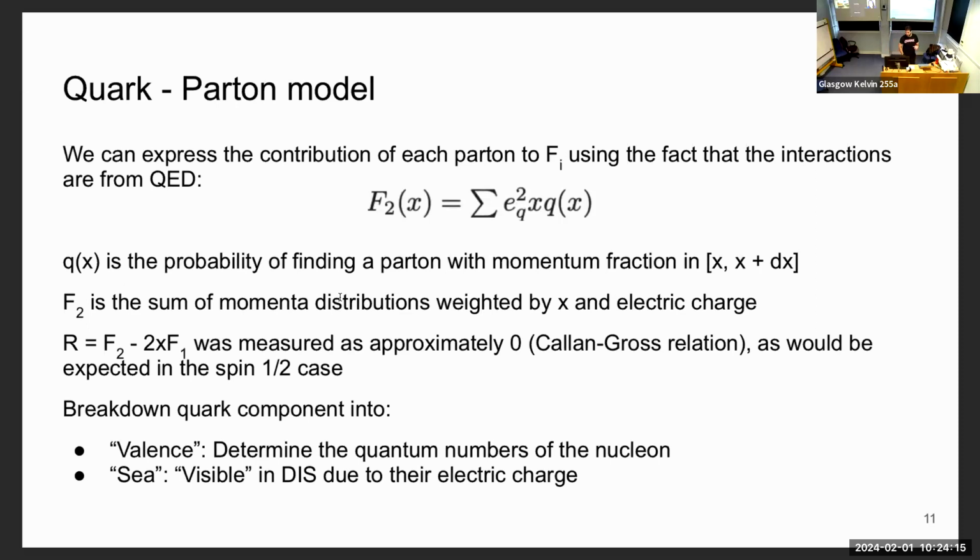And then there was also a case where people started to separate the constituents into two groups: the valence constituents, which are those that actually determine the quantum numbers of the nucleon, and then the sea constituents, which are only visible in deep inelastic scattering due to their electric charge. But the sea are basically pairs of constituents and anti-constituents that annihilate each other every time. They don't actually contribute to determining the quantum numbers of the nucleon. They are present, but they don't contribute to that. Which is something established that even today we know: we have valence quarks and sea quarks.